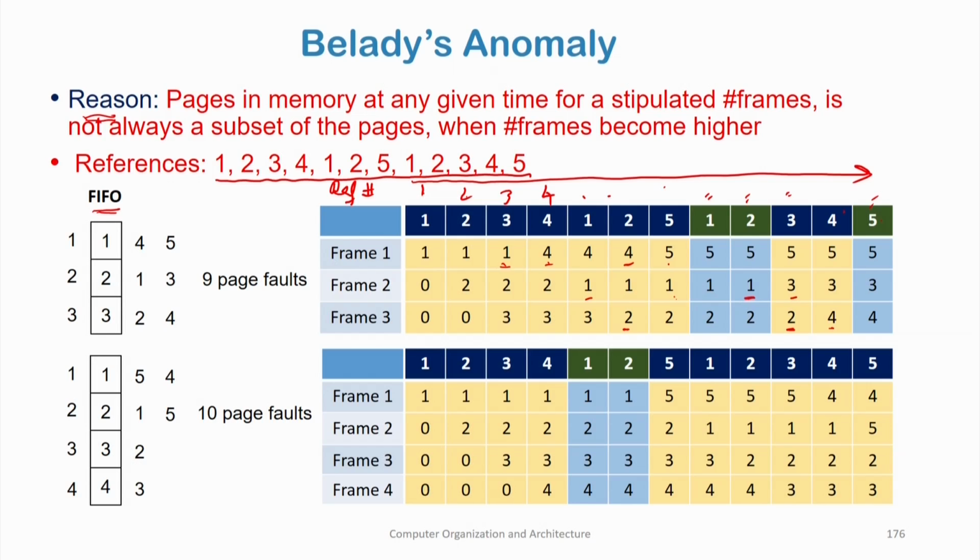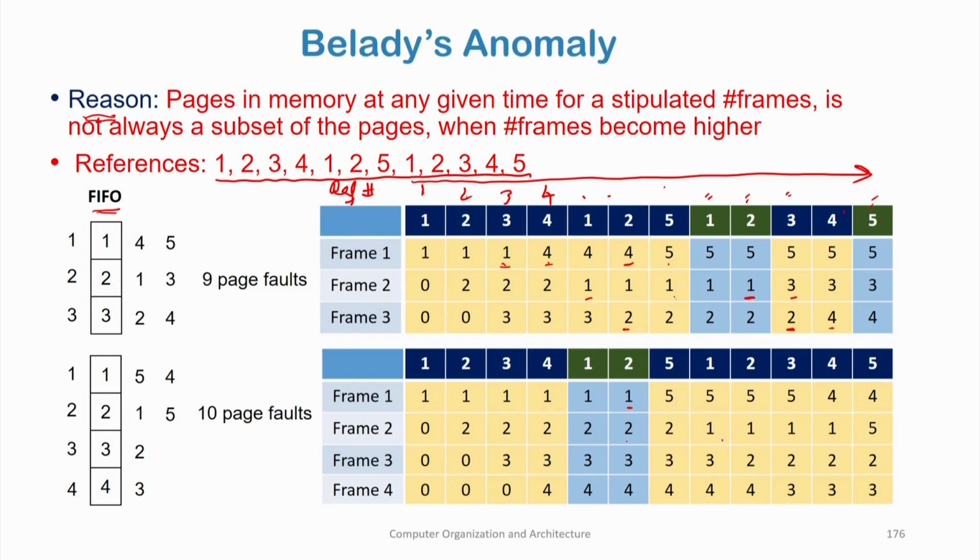Now, when I have 4 frames in memory, these are the set of accesses. So 1 comes in, miss; 2 comes in, miss; 3 comes in, miss; 4 comes in, miss. Then 1 comes in, and 1 is a hit because it is already there, so I do not need to replace. 2 comes in, 2 is already there, it is a hit, not a miss. Then 5 comes in, and 5 replaces 1 because 1 is the earliest one which came in, in FIFO order. 1 is replaced.